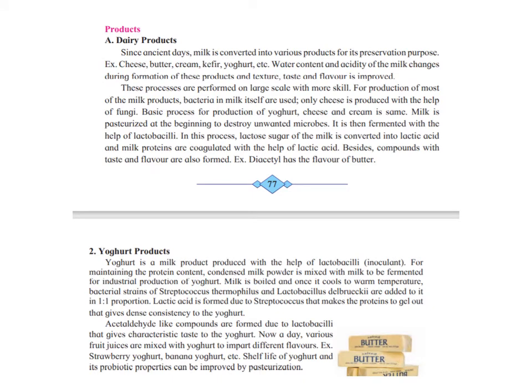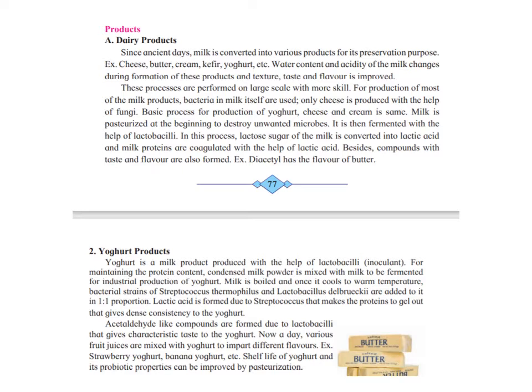The first product that we are learning is dairy products or milk products. We know that since olden times, milk is converted into various products for its preservation. Even in our own house, we make things like cheese and paneer and butter and cream and curd, etc. The water content and the acidity of the milk changes during the fermentation of these products, and the texture, taste and flavor is improved. We know how normal milk looks. It's more of a liquid and sweet to taste. Whereas the moment it gets converted into cheese, it becomes different. When it is butter, again it is different. Again, when it is something like yogurt or curd, its texture changes.